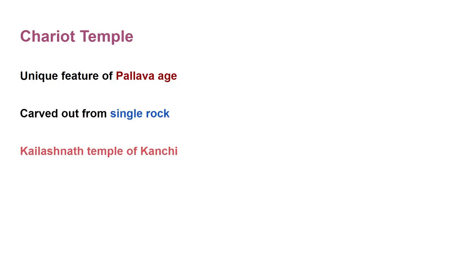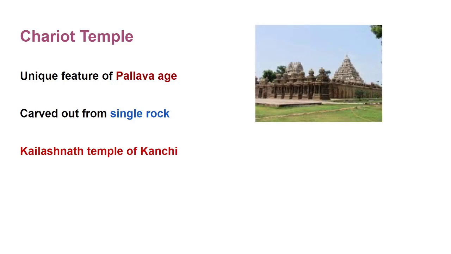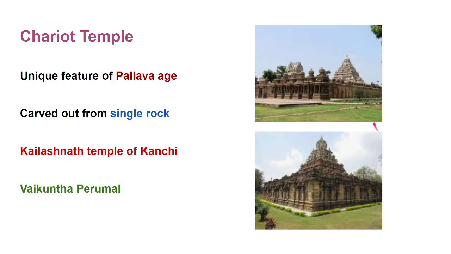Kailashnath temple of Kanchi and temple of Vaikuntha Perumal are the best examples of architectural art. So here you can see the temple of Kailashnath, which is located in Kanchi, and this is the temple of Vaikuntha Perumal. The chariots are used to carry representations of Hindu gods.